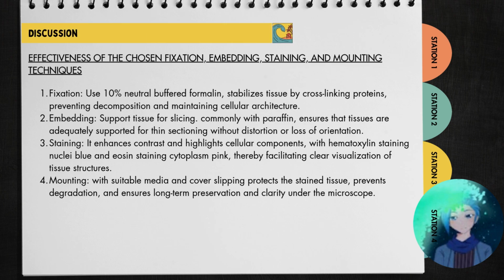Effectiveness of chosen fixation, embedding, staining, and mounting technique. Fixation used 10% neutral buffered formalin, which stabilized tissue by cross-linking protein, preventing decomposition and maintaining cellular architecture. Embedding. Supports tissue for slicing, commonly with paraffin, ensuring that tissue has adequate support for thin sections without distortion or loss of orientation.